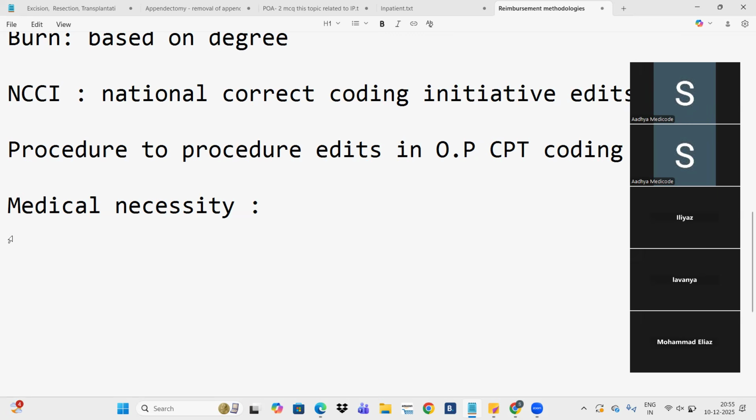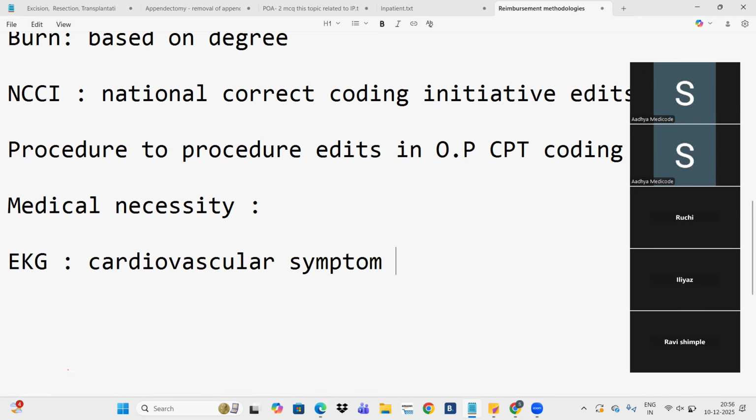Okay. So same, suppose they did one EKG service, ECG or EKG, when will they perform EKG? When the patient has symptoms like chest pain or shortness of breath, any cardiovascular condition or symptom, right? Yes, sir. When the patient has a cardiovascular symptom or condition, they will perform the EKG or ECG. But if in the documentation there is no cardiovascular symptom or condition, but they did the EKG or ECG procedure, at that time it shows medical necessity edits.